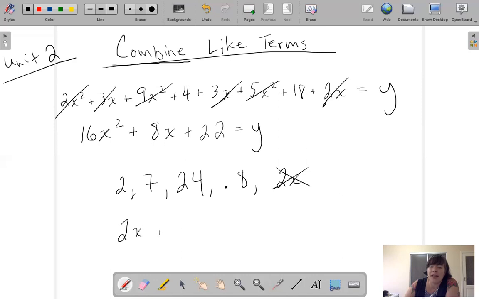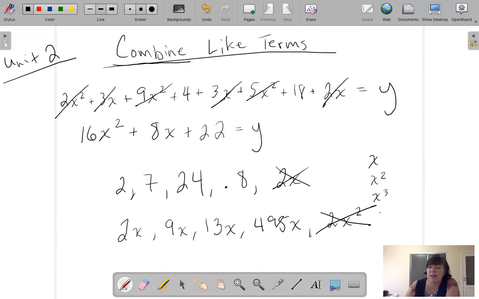So I can do 2x and 9x. I can do 13x. I can do 495x. Like terms. But if I put in here 2x squared, nope, not a like term. They have to look alike. X squared, x cubed, it doesn't really matter, x to the 99th. They all have to look the same or not have an x at all.